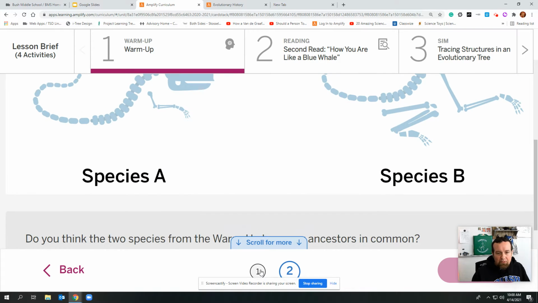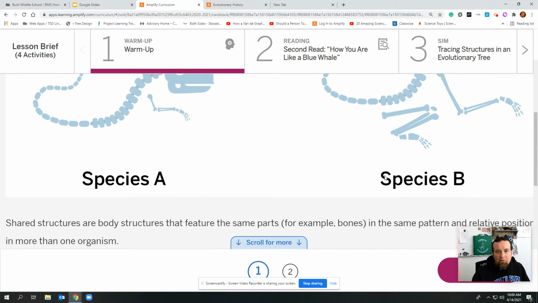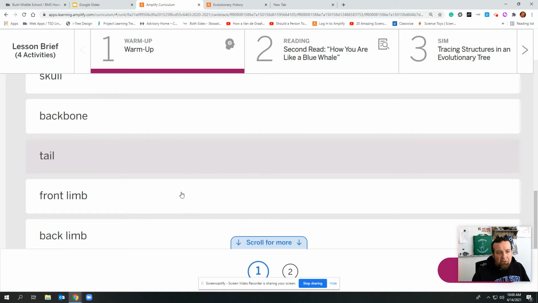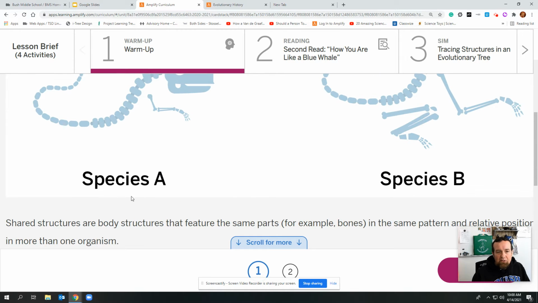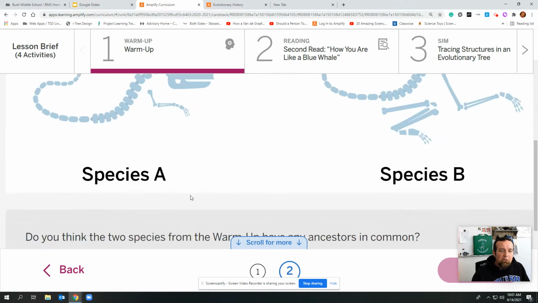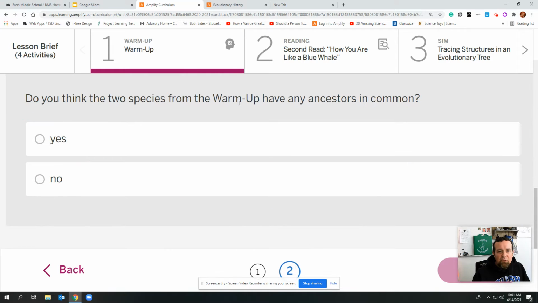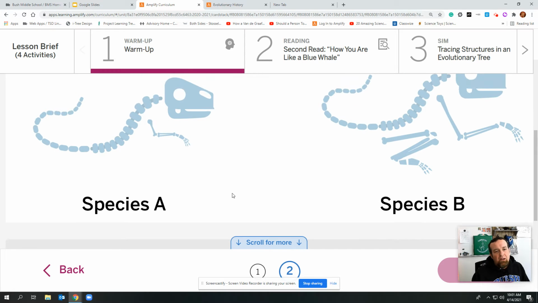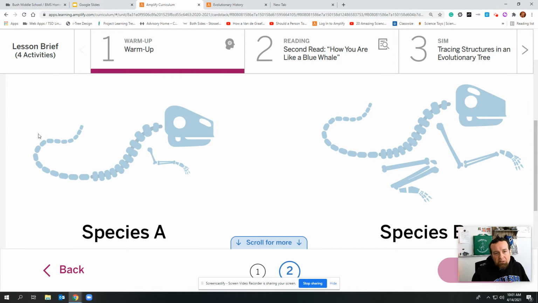Okay, so for this first part, my hope is that we would have picked out skull, backbone, tail, and front limb. The only thing that they don't share would be the back limb, right? And then for part two, now of course we're still just learning, but I'll go ahead and give you a little hint. The most correct answer would be yes. Looking at this from a paleontologist's perspective, we would say most likely these creatures share a common ancestor. All right, let's move on to part two.